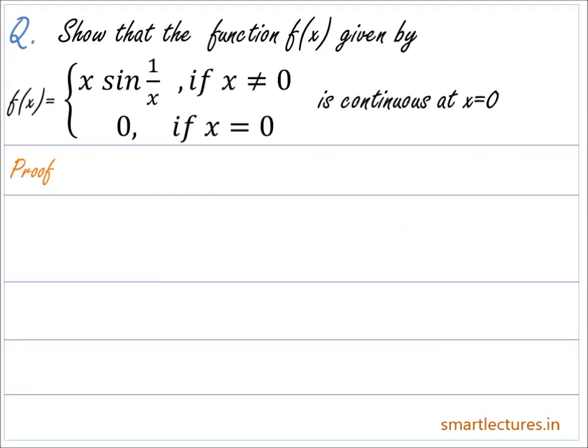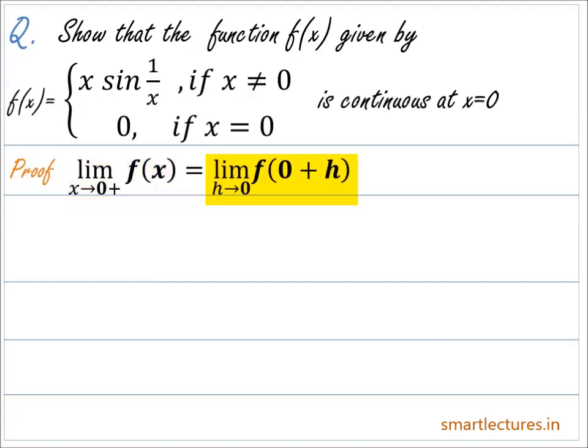So in the same manner, let's find the right hand limit of this function. Now the right hand limit at x equal to 0 is equal to limit x approaches 0 from the right hand side f of x, and again we can write it as limit h approaches 0 f of 0 plus h, or limit h approaches 0 f of h.